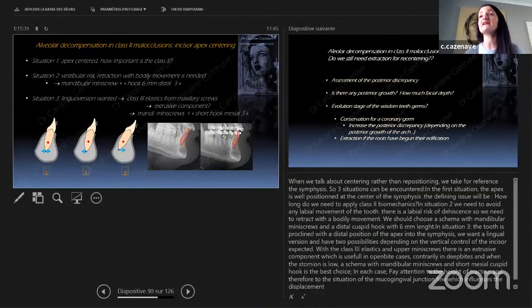We want a lingual version and have 2 possibilities depending on the vertical control of the incisor expected. With the class 2 elastics on upper meniscus, there's an extrusive component, which is useful in open bite cases, contrarily to deep bites, and when the stomion is low. A schema with mandibular meniscus and short mesial cuspid hooks is the best choice. In each case, pay attention to the height of traction and therefore to the situation of the mucogingival junction line, which influences the displacement.